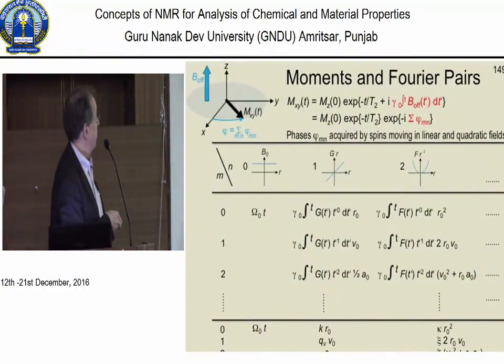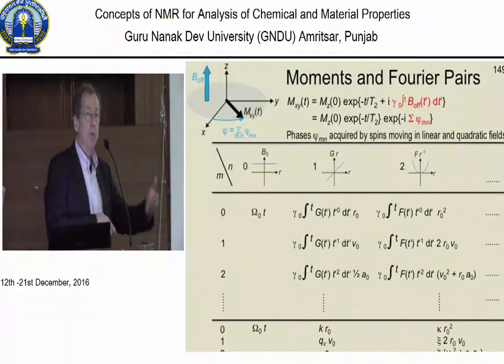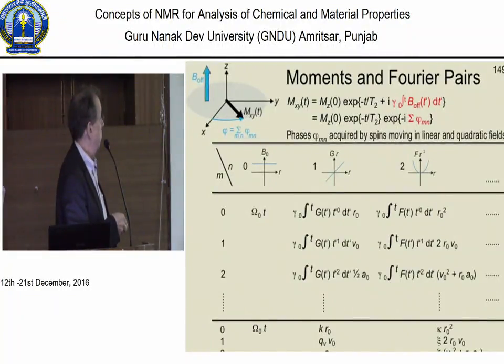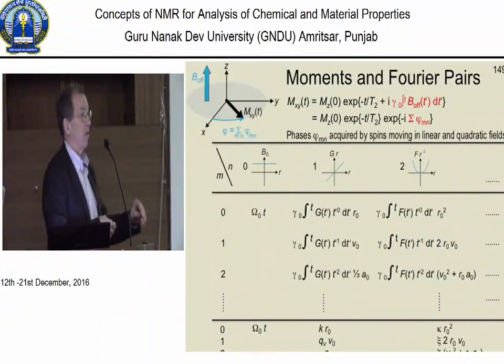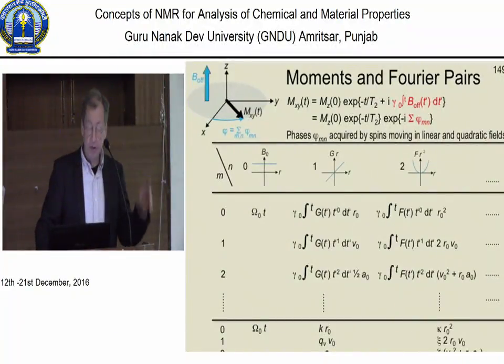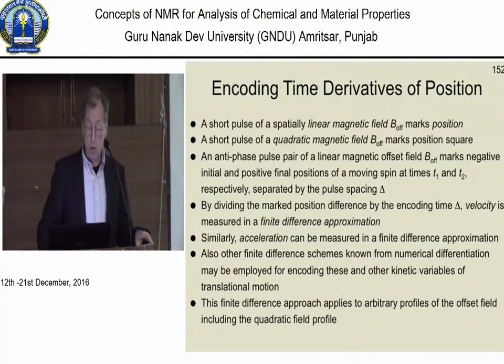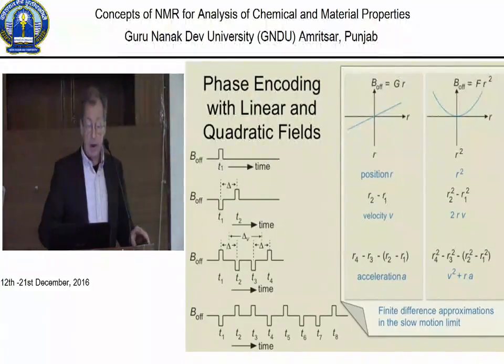So we have phases. If we have a gradient across the object, a constant gradient, then we can learn about position with what we call the 0th order moment of the gradient modulation function, time to the 0. That's the 1st order moment of the gradient modulation function. That's the 2nd order moment of the gradient modulation function. So from the moments of the gradient modulation function, we can learn about position, velocity, acceleration, etc. So there's a very rich field of what one can do by NMR with gradients.